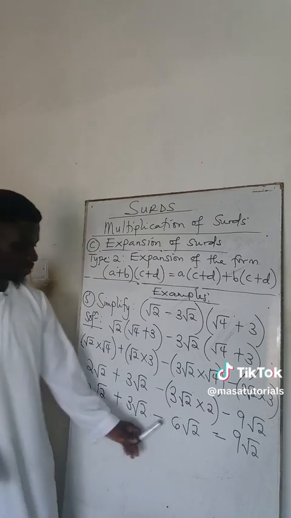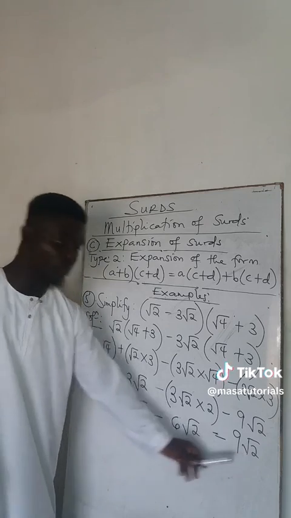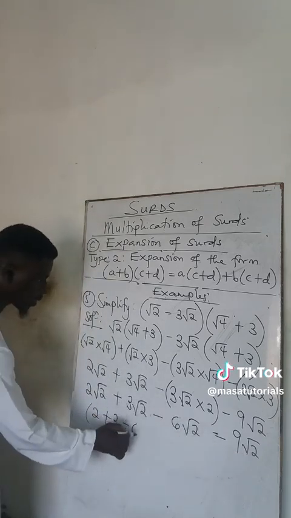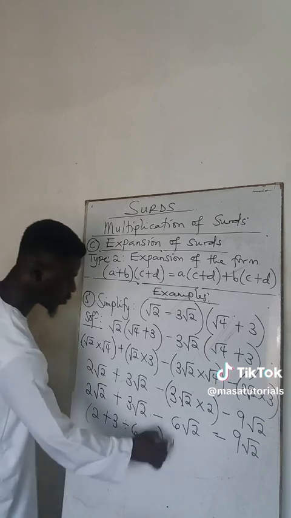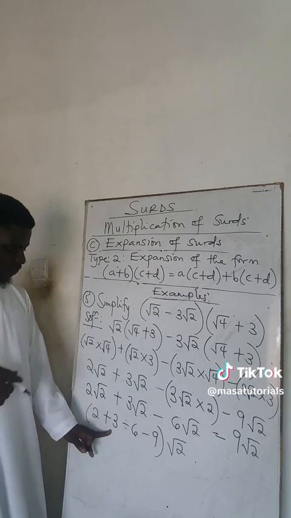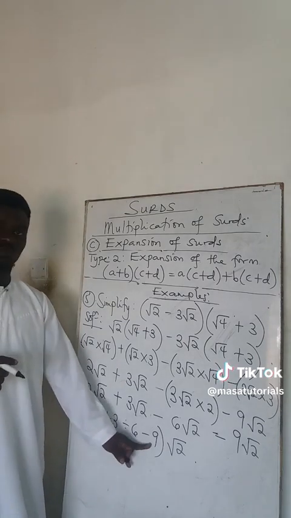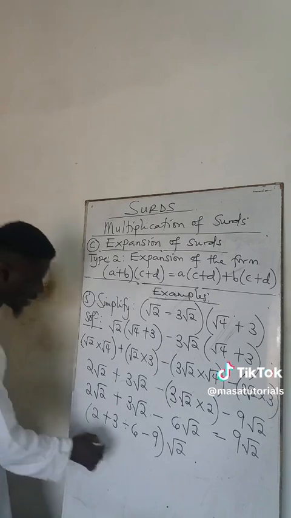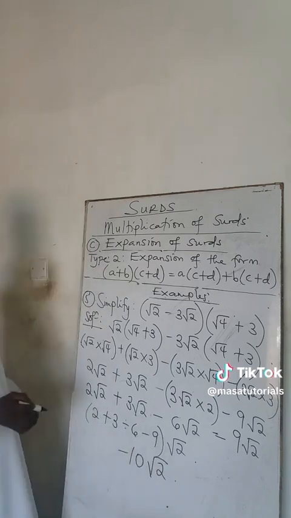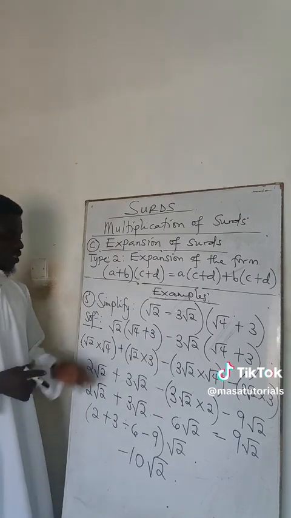Like sets. They are like: square root of 2, square root of 2, square root of 2, square root of 2. They are like. So it should be 2 plus 3 minus 6 minus 9, then square root of 2. 2 plus 3, we get 5. 5 minus 6 is negative 1. Negative 1 minus 9, we get negative 10 square root of 2. Very simple. Negative 10 square root of 2. So this is the first way.